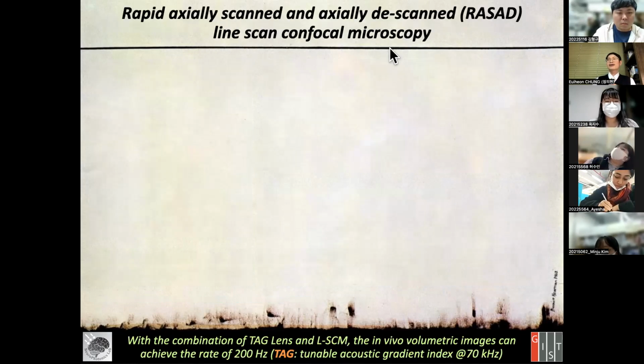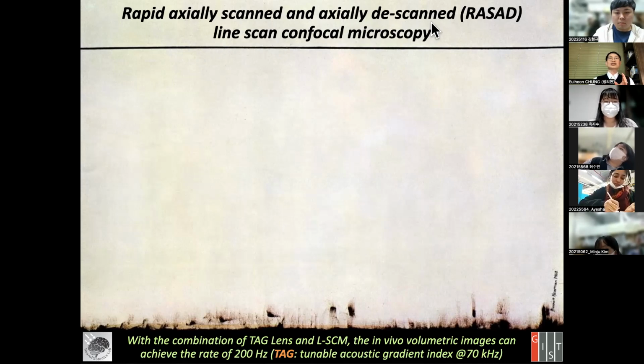So from there, the issue is that 20 Hertz is like a video rate, but some vascular events require even faster imaging speed. So we are considering how to improve this. The outcome of our idea is that it would be better to axially scan even more rapidly and axially descan.